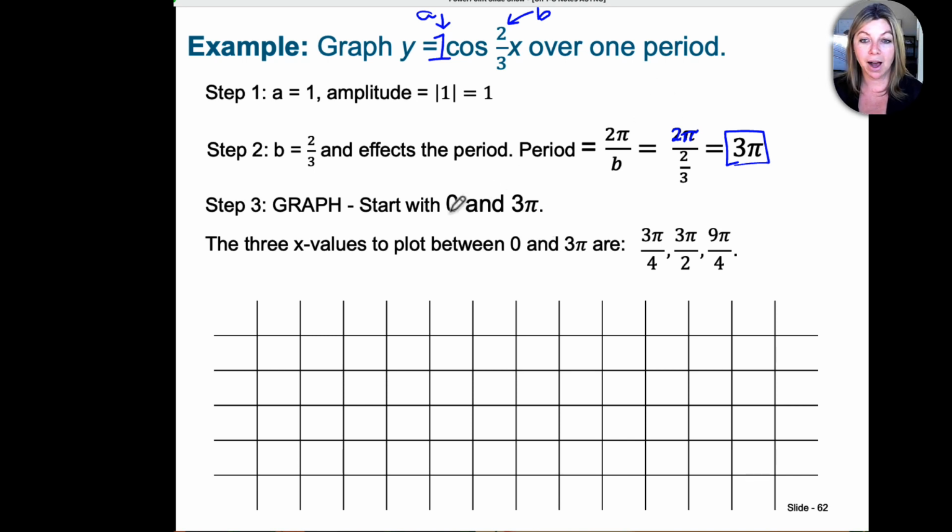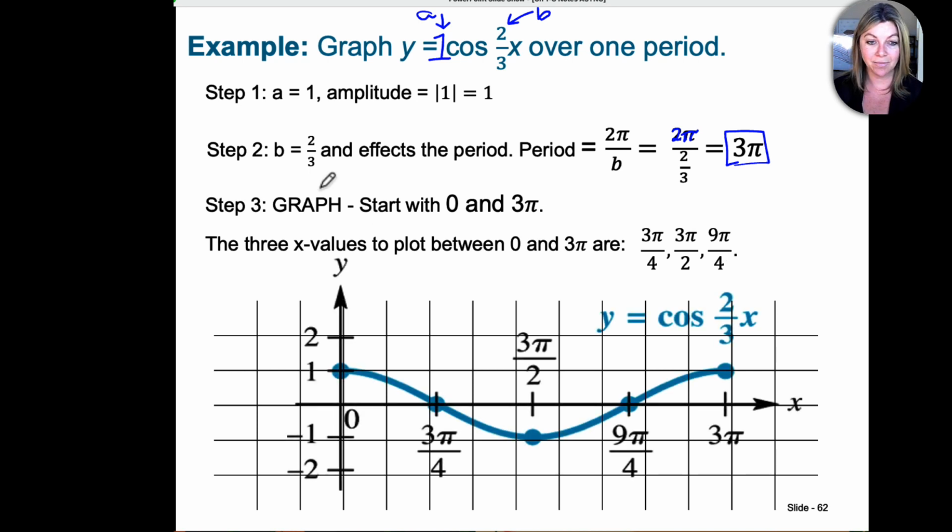From 0 to 3 pi, 1/4 of the way there is 3 pi over 4. From 0 to 3 pi, half the way is 3 pi over 2. And from 0 to 3 pi, 3/4 of the way is 3 times 3 pi over 4, or 9 pi over 4. When we graph that, we want to set it up so that we can show a full period going from 0 to 3 pi, which we have.